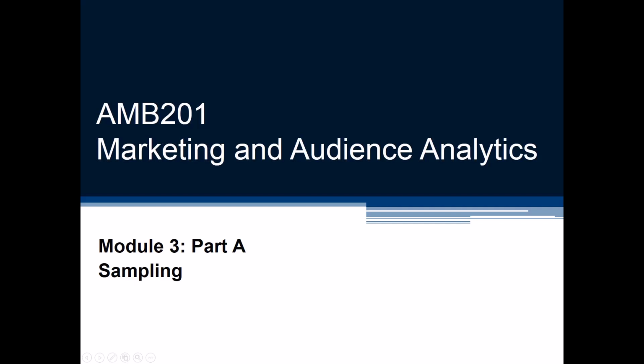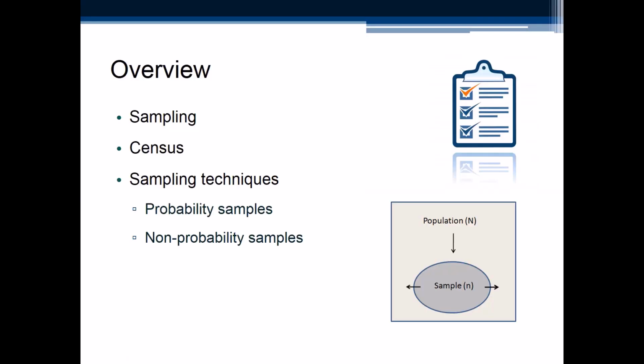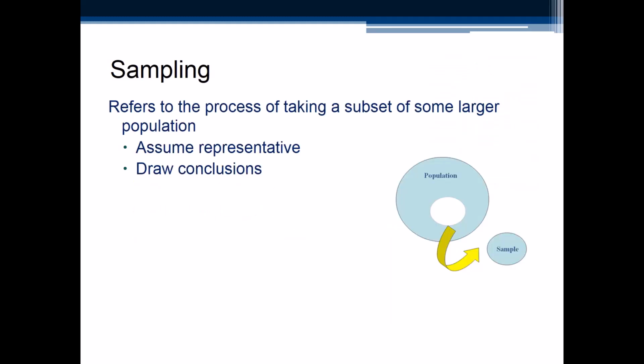This video covers Module 3, Part A, Sampling. In this video, I'll talk through how to go about selecting a sample for a research study. I'll differentiate it from what we do when we conduct a census and go through a range of techniques that fall into the two broad classifications of probability sampling and non-probability sampling. It's important to understand that distinction.